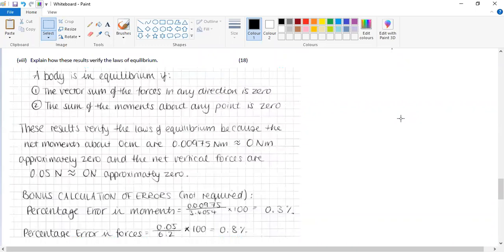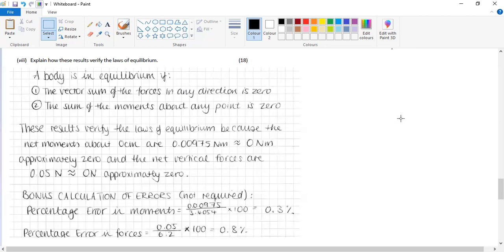So I've taken this from a textbook. It's a definition of equilibrium, the laws of equilibrium. A body is in equilibrium if, number 1, the vector sum of the forces in any direction is 0. So we've taken our forces up and forces down, and they're pretty close to 0. The net force is 0, close enough for a given experiment. And the second condition to be in equilibrium is that the moments about any point is 0. So the net clockwise and anti-clockwise moments should be 0. So that's equilibrium.